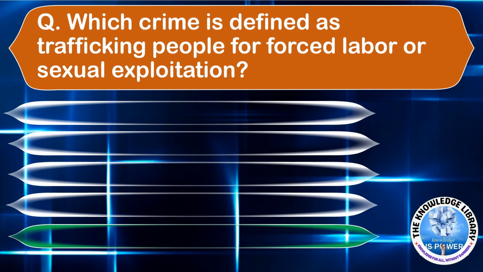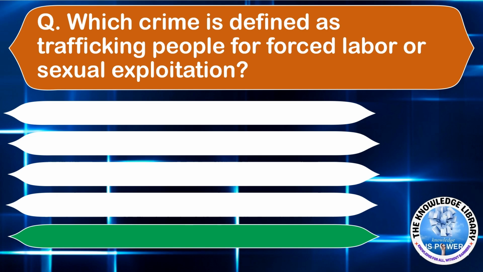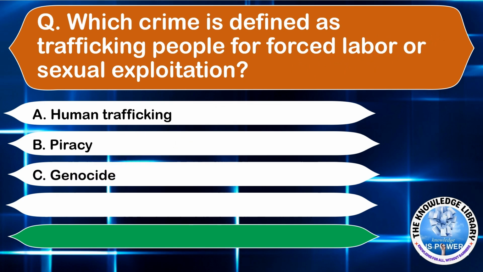Next question is, which crime is defined as trafficking people for forced labor or sexual exploitation? Option A, human trafficking. Option B, piracy. Option C, genocide. Option D, war crimes. Correct answer is option A, human trafficking.